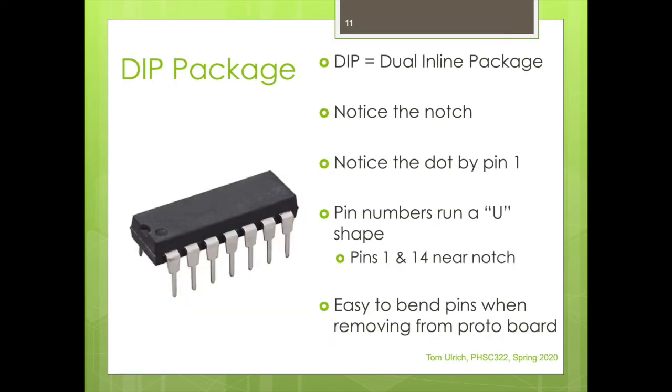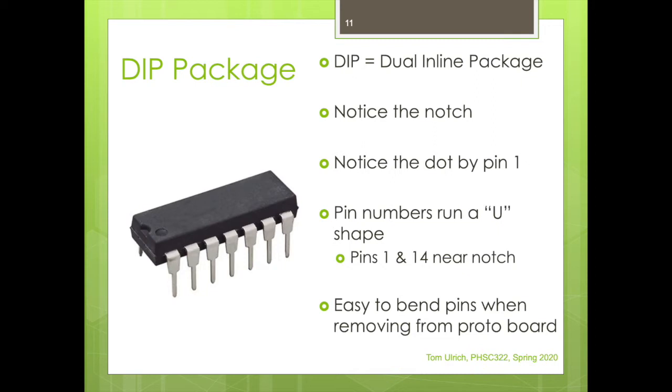Now another thing is, the Arduino kit comes with chips that look like this. Those are called DIP packages. DIP stands for dual inline package. Notice there's a notch at the front there, and notice there's a dot right by pin 1. And the pin numbers run in a U shape. Now this one, see how there's 7 pins right there on the side? So this is a 14-pin device. The pins are kind of hidden on this one, but if you look in your Arduino kit, I think the 74HC595 is a 16-pin device, so it's got 8 on each side, but it's the same concept.